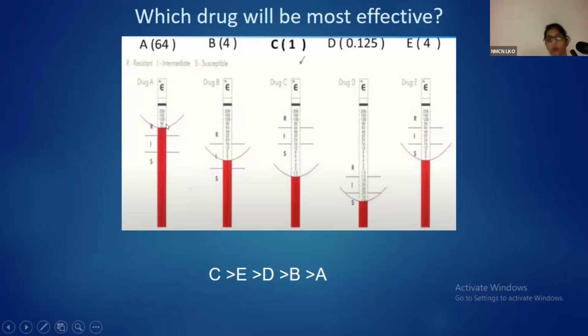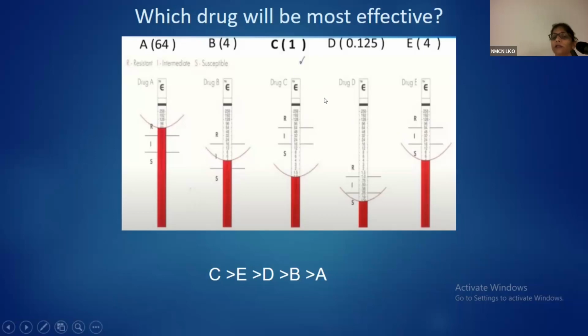Suppose this is the zone which was obtained, and this level is way beyond the susceptible breakpoint. Susceptible breakpoint is here. So this pathogen is almost resistant to this drug. Coming on to the drug B, the MIC lies in the intermediate range. That means the bacteria is somewhere between susceptible and resistant. Maybe higher doses of drugs or higher frequency may help in this case, but still it is an intermediate category.